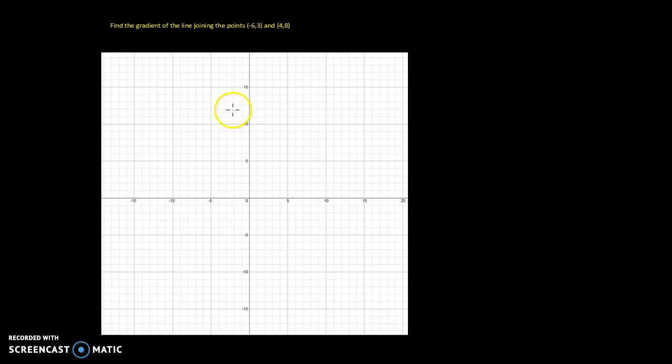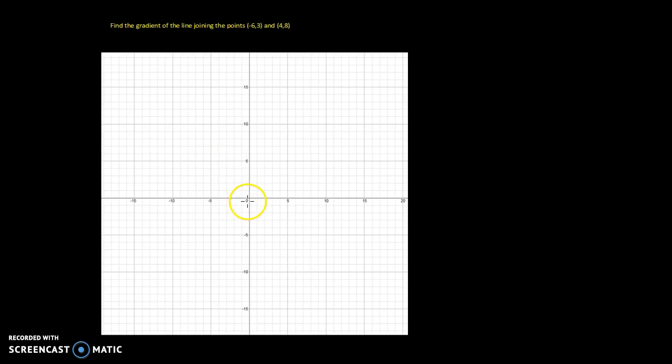Hello! Today we're going to look at finding the gradient of the line between 2 points. So I've got an example here for you. We're going to find the gradient of the line between -6,3 and 4,8. And we're going to do this in a couple of ways. The first way, we're going to use a graph to help us. And the second way, we're going to use a formula.